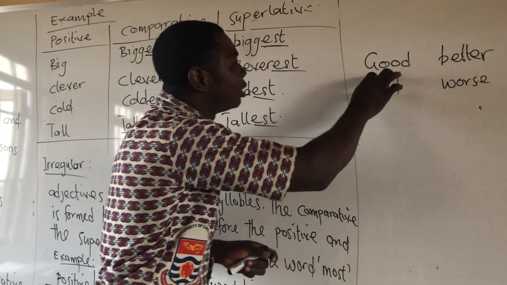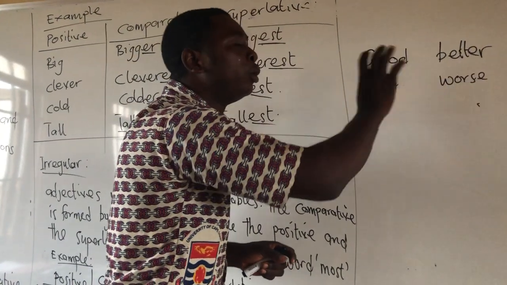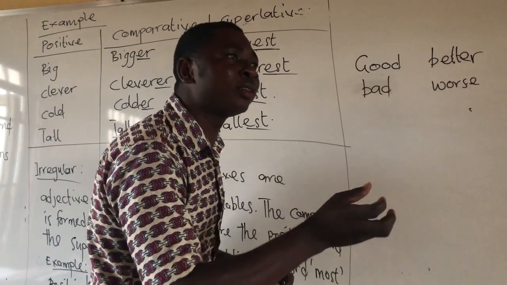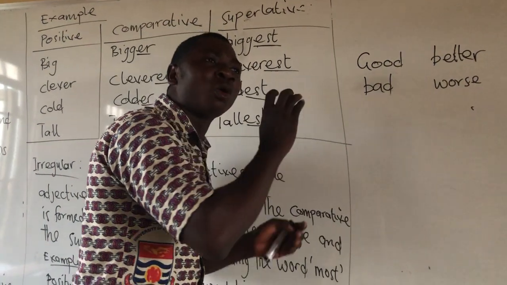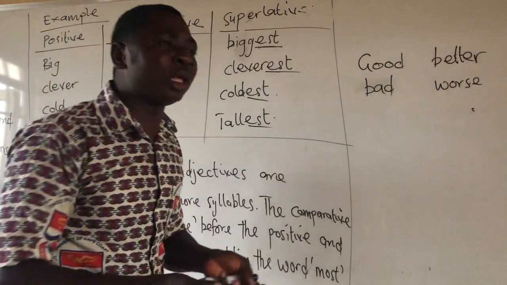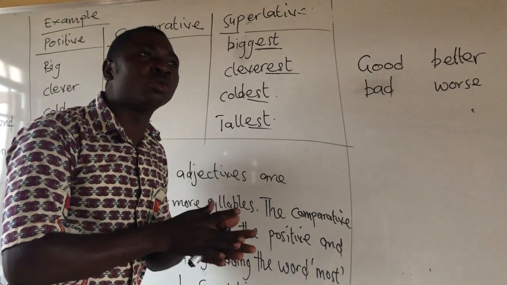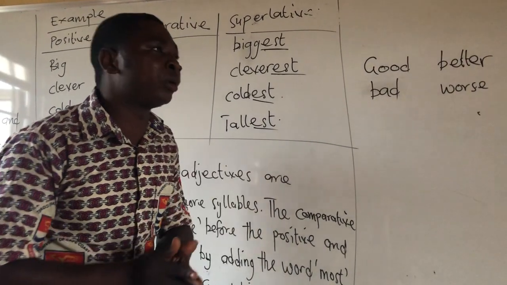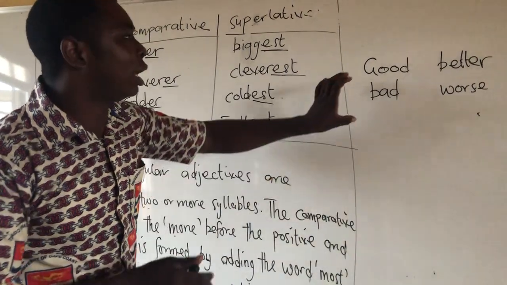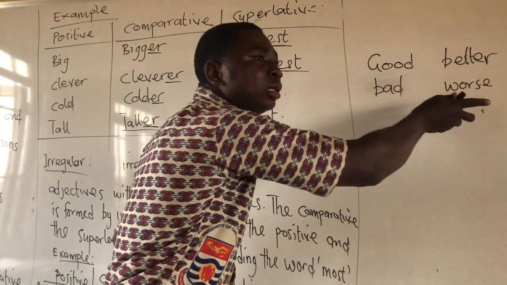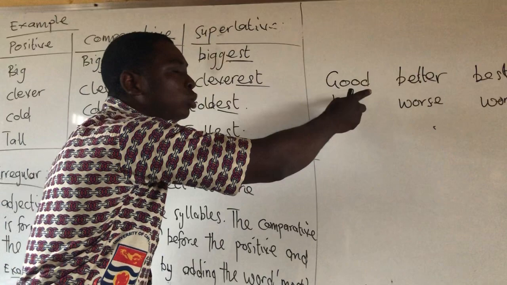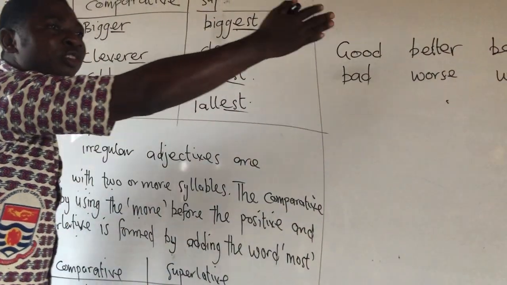So when we are comparing two of them, then we use what? Comparative adjectives. When we are comparing three or more than three, then we use what? The superlative form of it for the comparison. So some of the adjectives too, we change the word. So example is good is better, and the superlative is best.